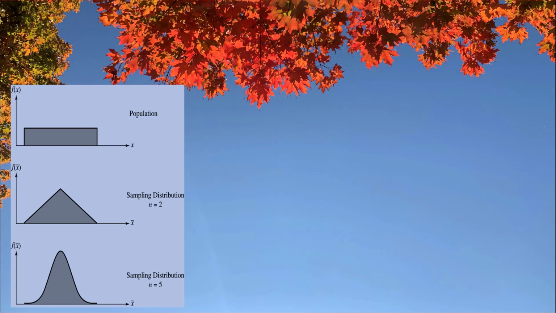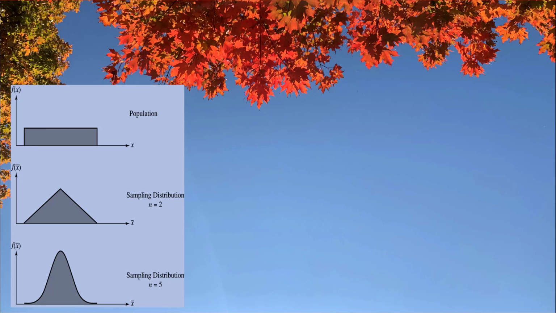Here are the examples. The original population distribution is shown in this chart. When the original population distribution is a uniform distribution, when the sample size is 2, we can see how the sampling distribution for the sample mean changes.